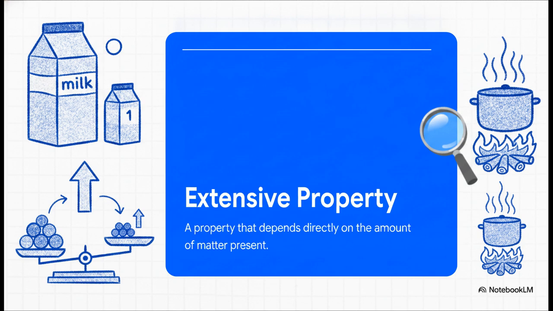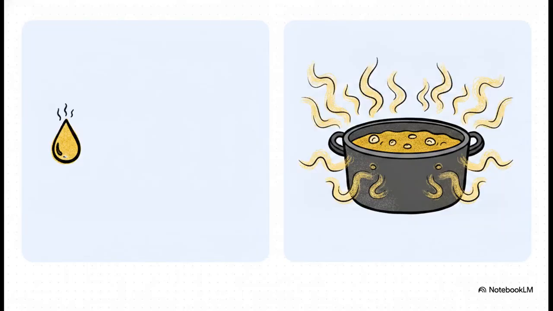But here's the kicker. Total heat energy is also an extensive property. That means the total amount of thermal energy contained in a substance depends heavily on just how much of that substance you actually have. This comparison illustrates the difference in a really practical and kind of painful way.